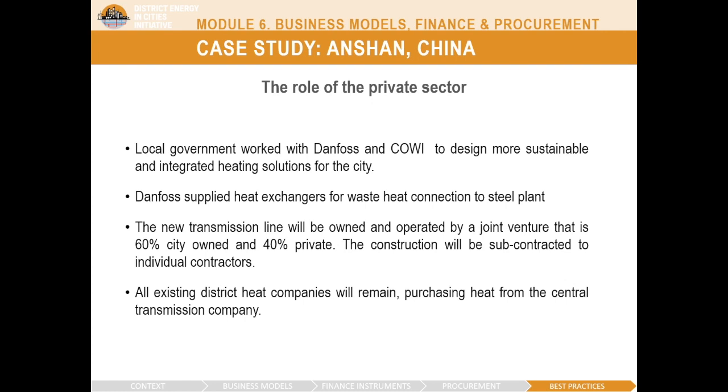The new transmission line will be owned and operated by a joint venture that is 60% city owned by Kianfeng District Heating Company and 40% private company called Fuan. The construction will be subcontracted to individual contractors. All existing district heat companies will remain, purchasing heat from the central transmission company.